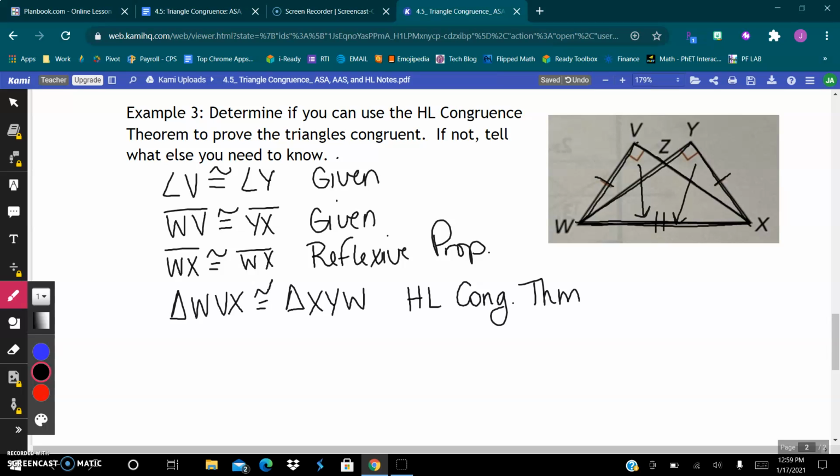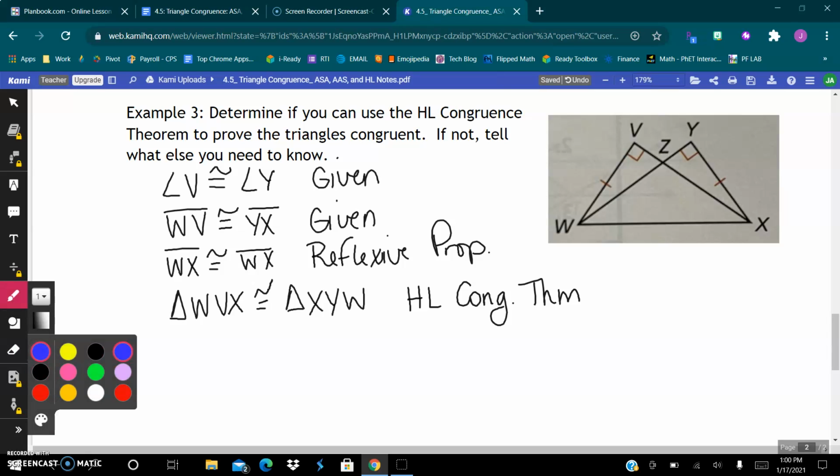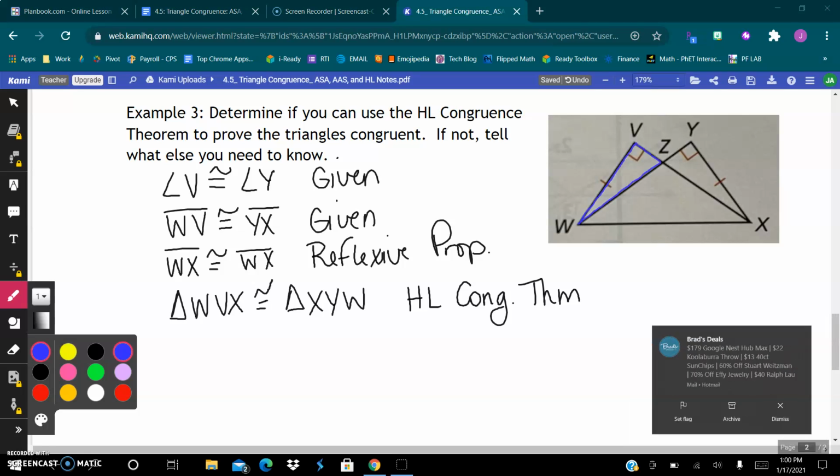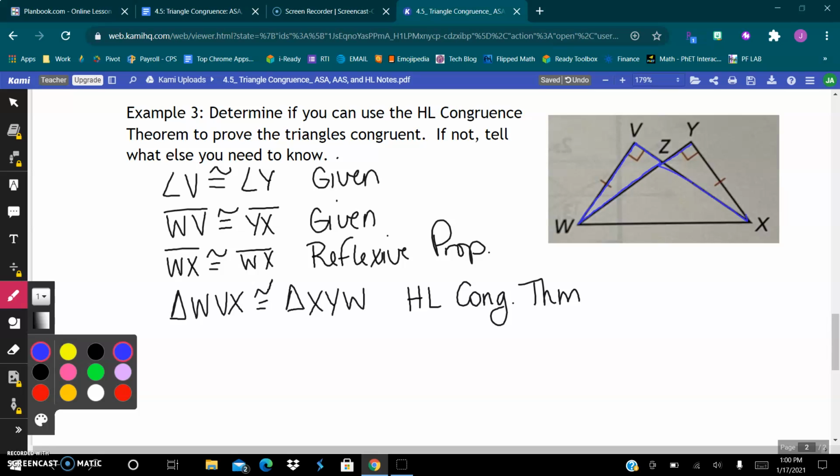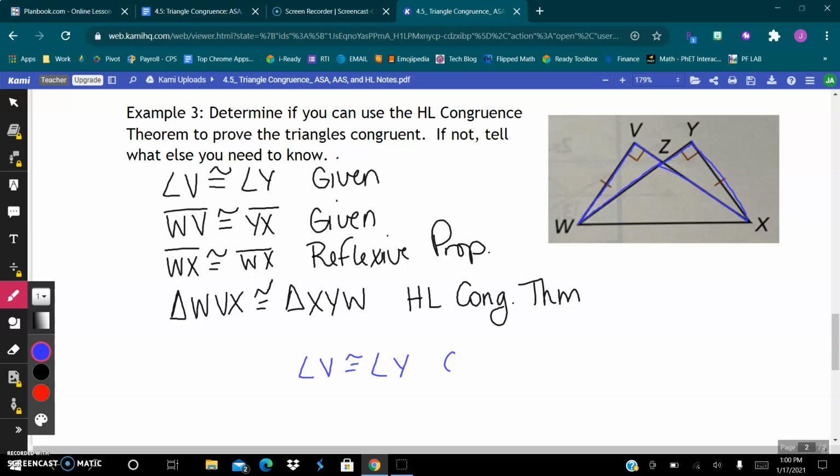Now, what if we looked at the 2 smaller triangles? I'm going to erase all the writing I did there, and we're going to look at these little guys. We're given that angle V is congruent to angle Y. They're both 90-degree angles. And we're also given that segment WV is congruent to segment YX.